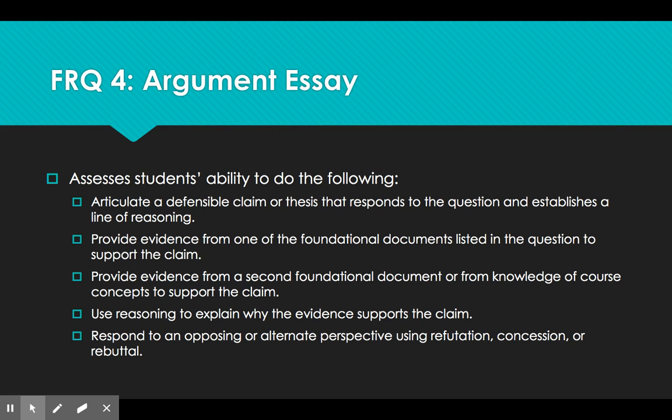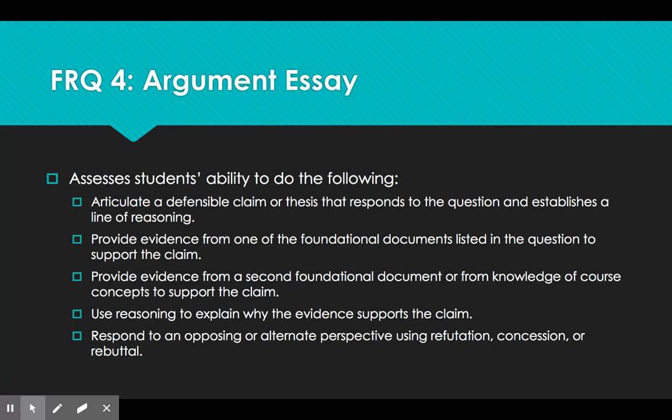Okay, so with this argument essay, you do have to establish a thesis and a line of reasoning. So you have to lay out your argument and a line of reasoning. You have to provide evidence from one of the foundational documents listed in the question to support the claim. So again, we talked about how you have to know 9 foundational documents.